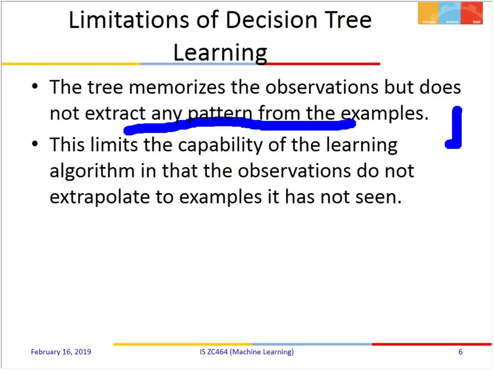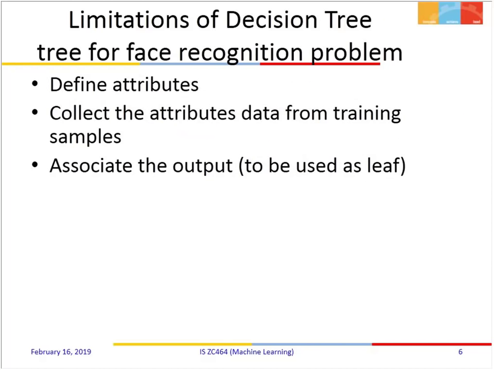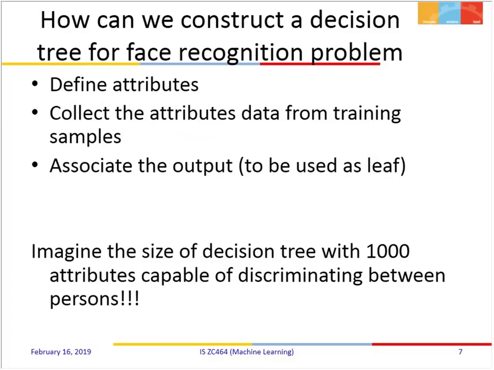So this limits the capability of the learning algorithm in that the observations do not extrapolate to the examples it has not seen. Okay, so how can we construct a decision tree for some face recognition problem? It is very difficult, of course, but let us talk about it. We define attributes. We collect the attribute data from the training sample. Suppose we have images, then we will go for some kind of feature extraction.